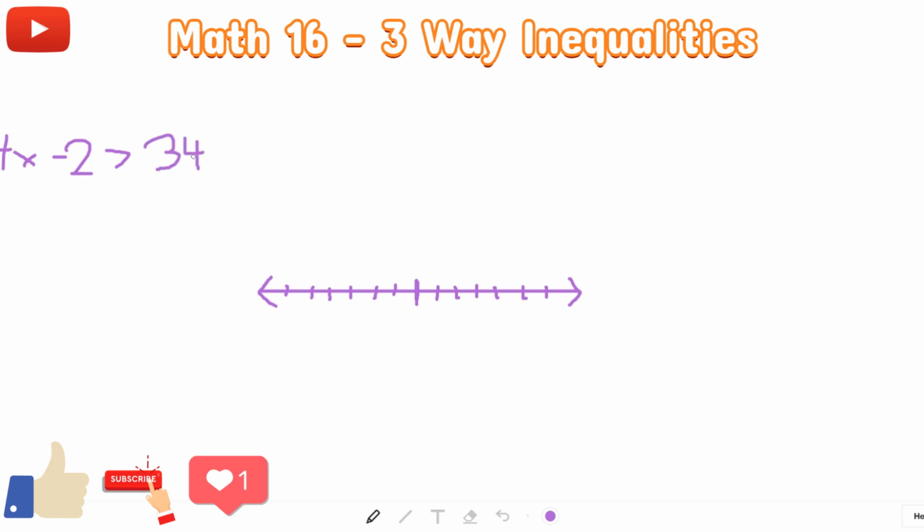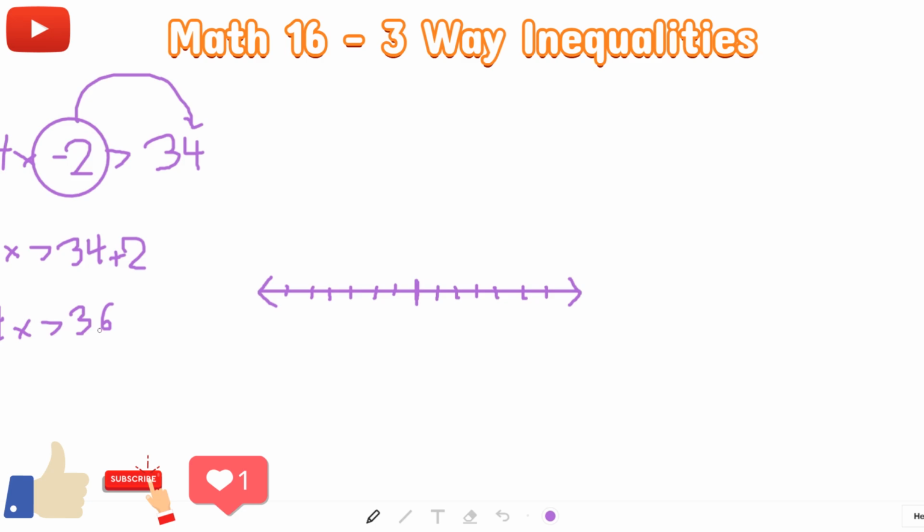Using the algebraic method, we can simply move this 2 over to this side to become positive 2. So we can rewrite this as 4x is greater than 34 plus 2. We can add the 34 and 2 to make 36. So this becomes 4x is greater than 36.